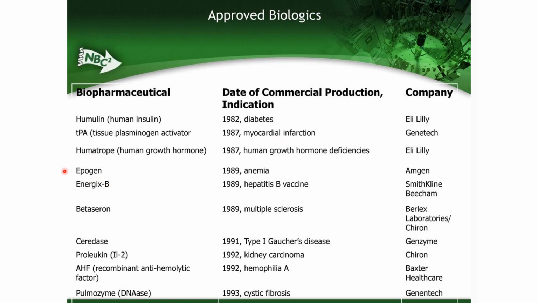We also have the Epogen. Epogen is a biologic that was produced in the year 1989, and this is indicated for anemia. The Betaseron was commercialized in the year 1989 for multiple sclerosis. Lastly, we also have the Pulmozyme, an enzyme, specifically a DNase, that is indicated for cystic fibrosis.